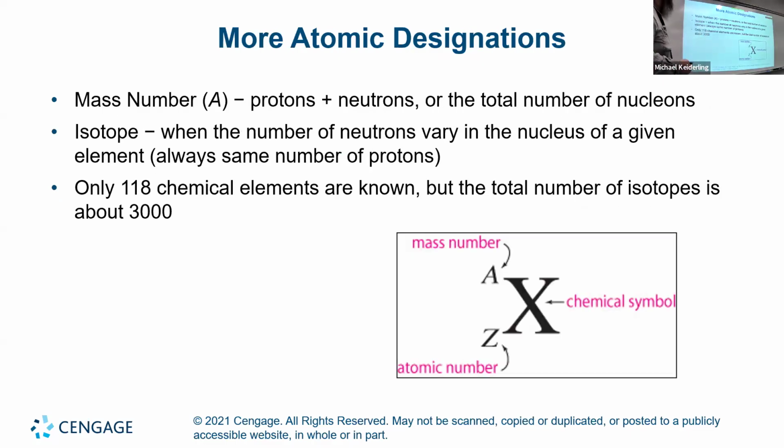But when we describe something specifically, we write the chemical symbol. We can write the atomic number down here, but the chemical symbol and the atomic number tell us the same thing. And then up here we have the mass number, which is the total number of protons and neutrons. It's the total mass, roughly, of the nucleus.